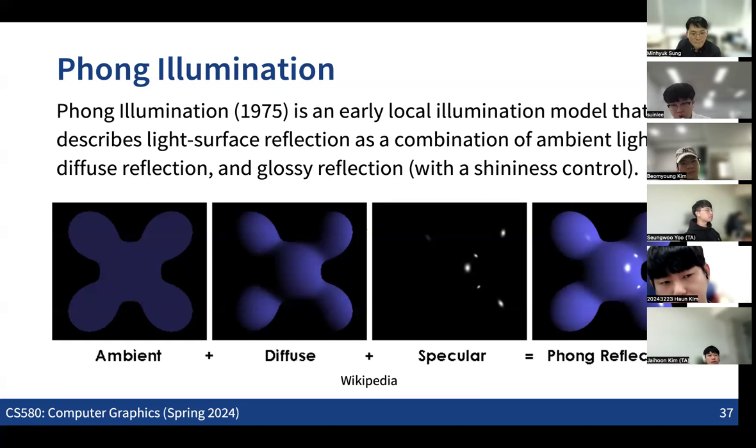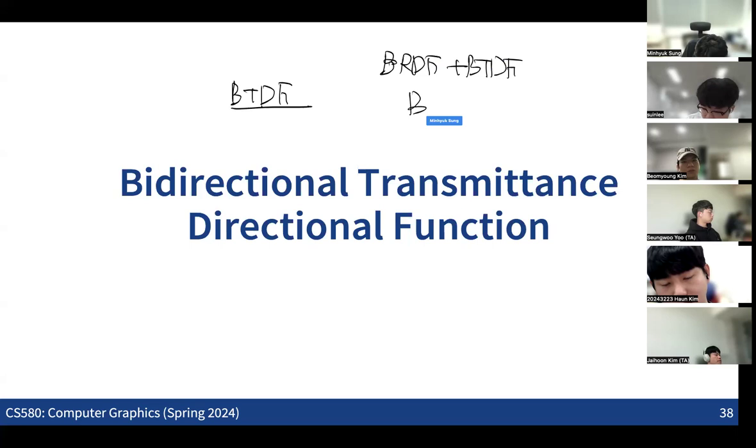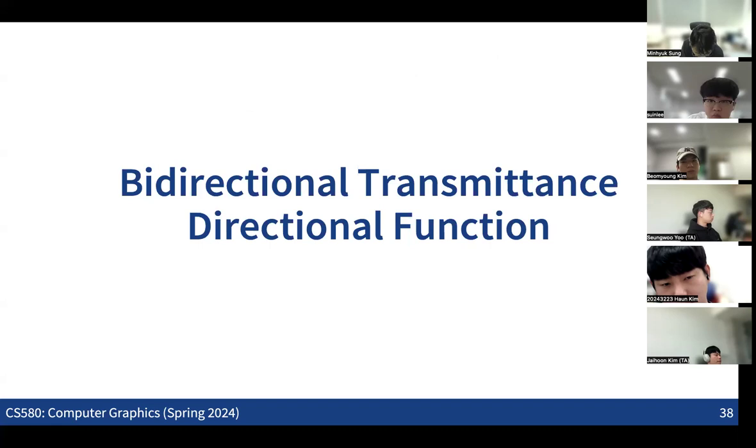So today we are also going to briefly discuss how we can define not only the reflection, but also the transmittance as well. So now we are going to discuss not only the BRDF, but also the BTDF, the bidirectional transmittance distribution function. When you combine the BRDF and the BTDF, this is also called the BSDF, the bidirectional scattering distribution function. I did not prepare slides for today, but there are also more complex models, like subsurface scattering.